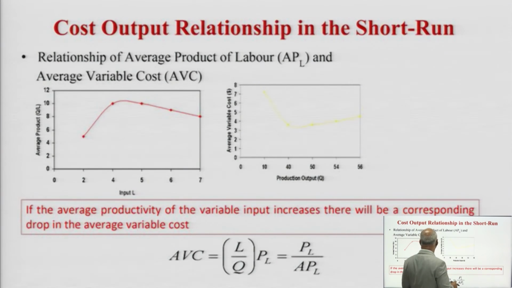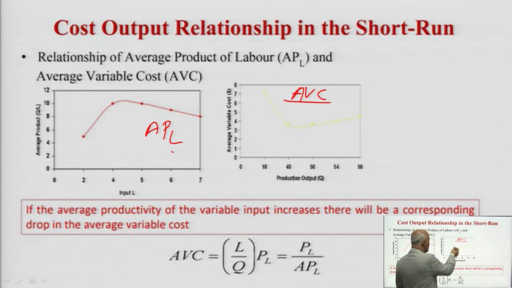And another thing you will find is that this is the average variable cost and this is the average product of labor. Average variable cost is a mirror image of the average product of labor. Why is it called a mirror image? Already I have mentioned that when the average variable cost initially decreases, that means the average product of labor, the productivity of the labor, initially increases.